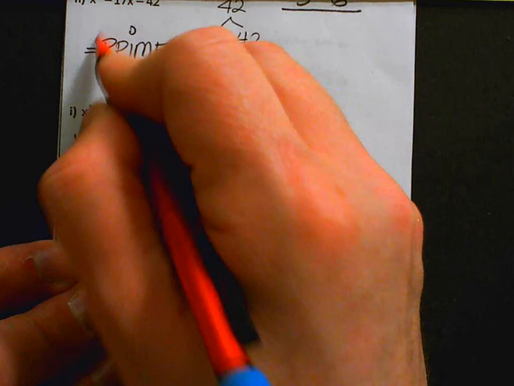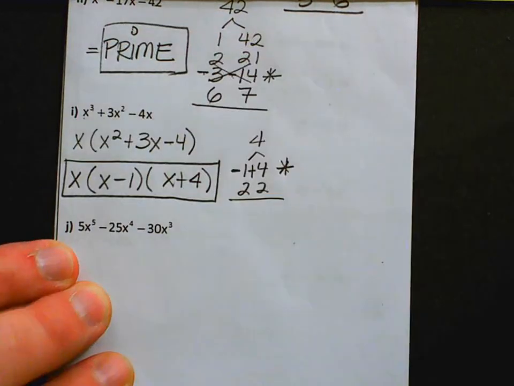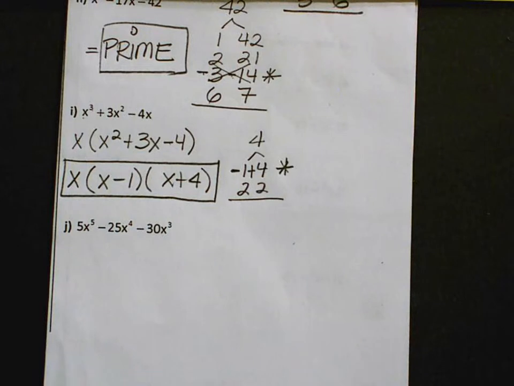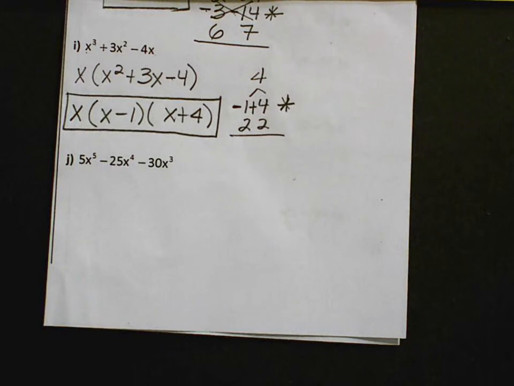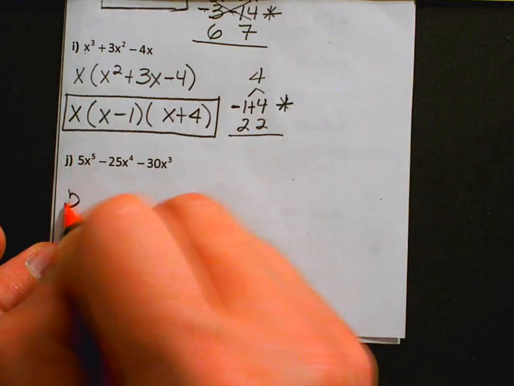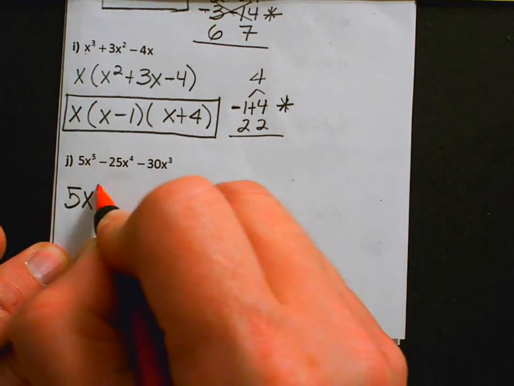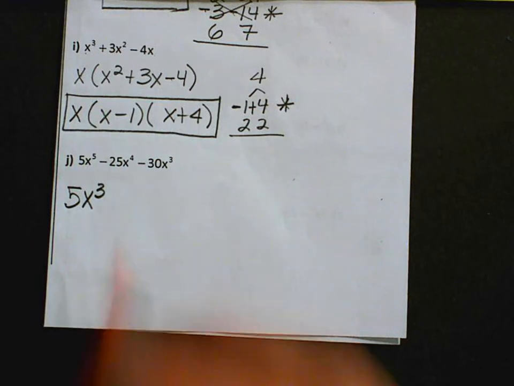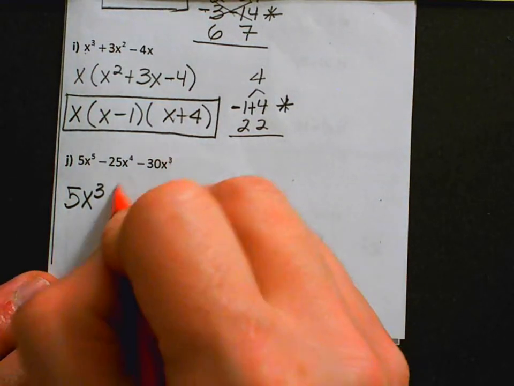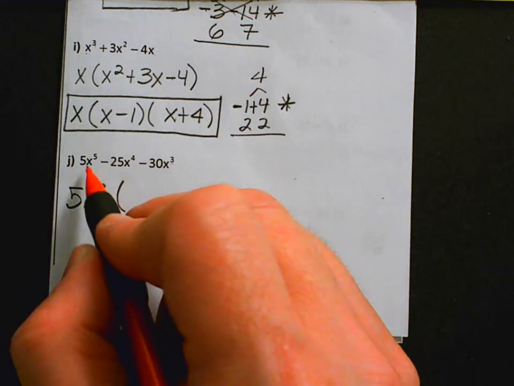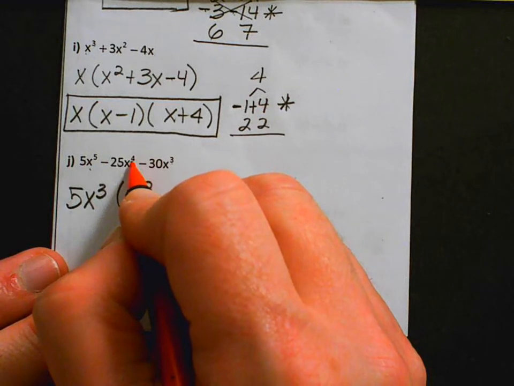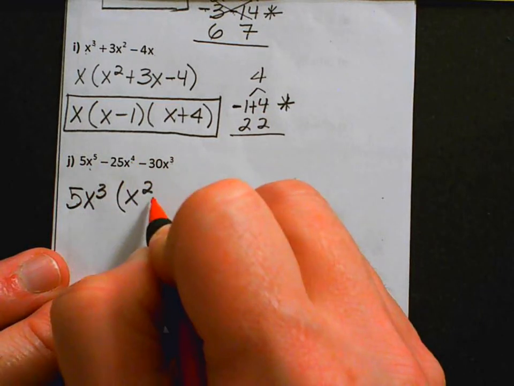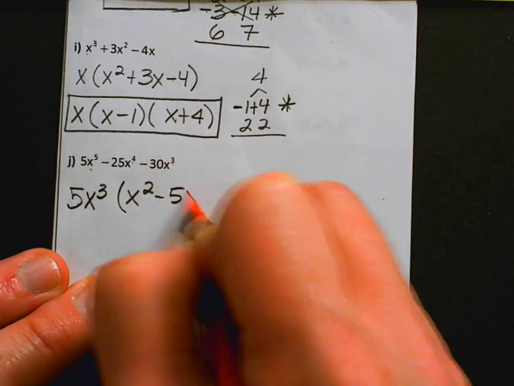Very well. Alright, here we come to letter J. And again, ask yourself, what can I factor from all three? And in this case, I can factor out a 5 as well as x to the third, because 3 is the smallest exponent. By factoring that, the first term then becomes x squared, negative 25x to the fourth divided by 5x to the third becomes negative 5x, and minus 30x cubed divided by 5x becomes negative 6.